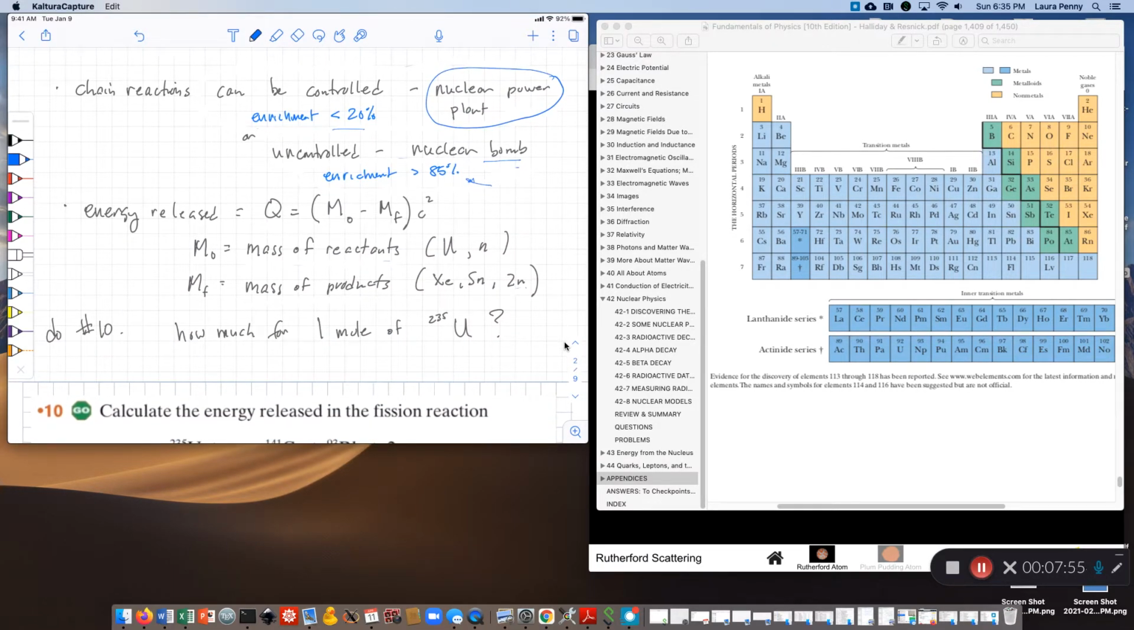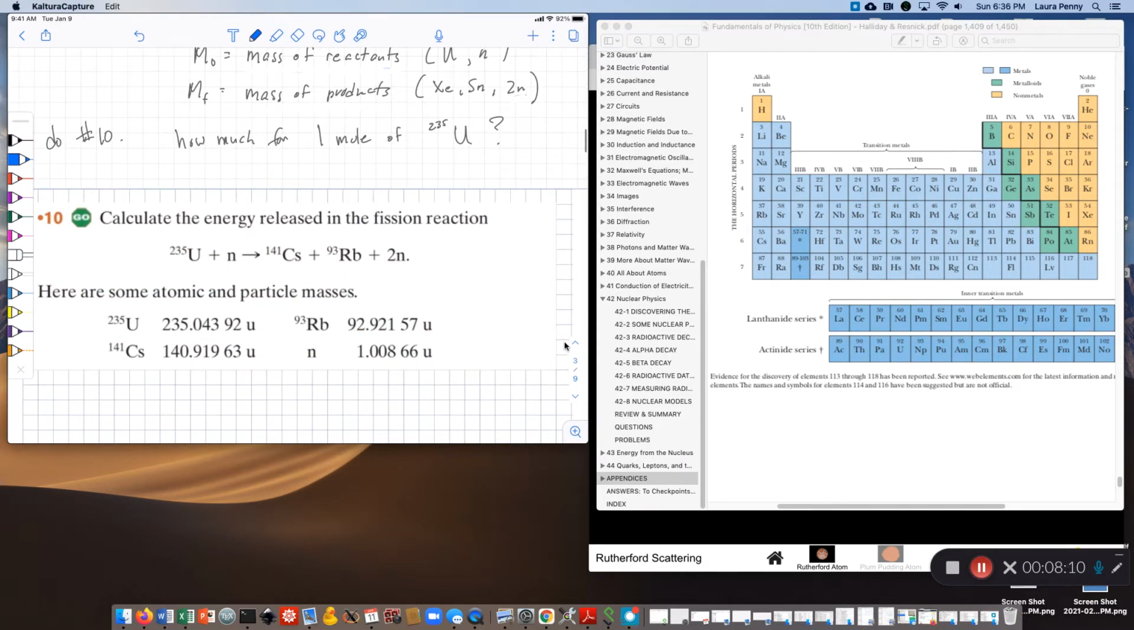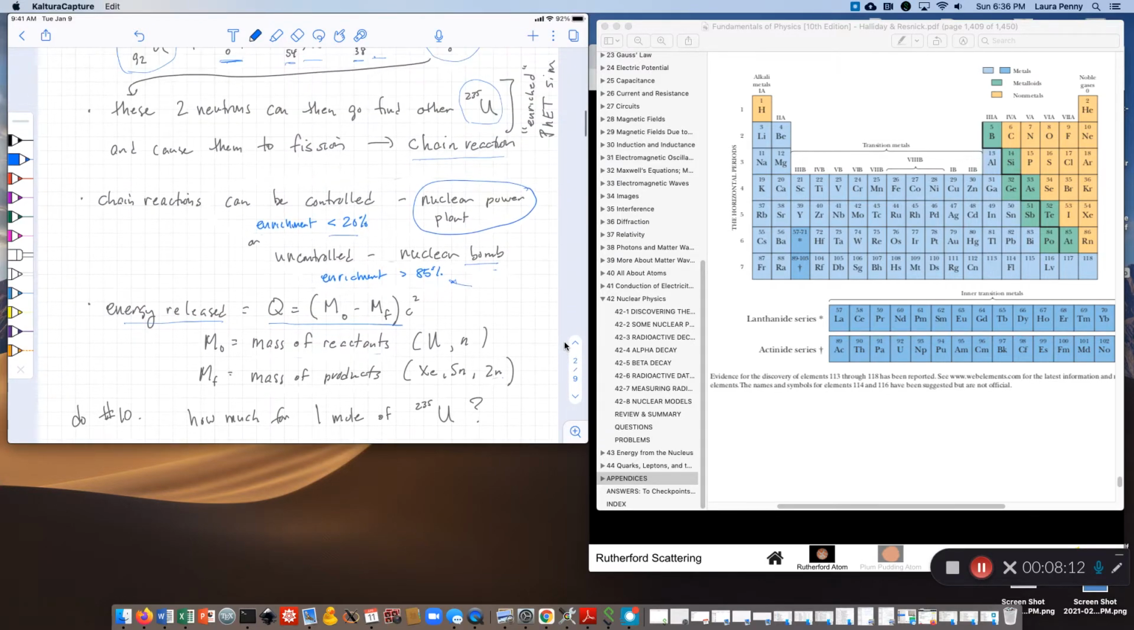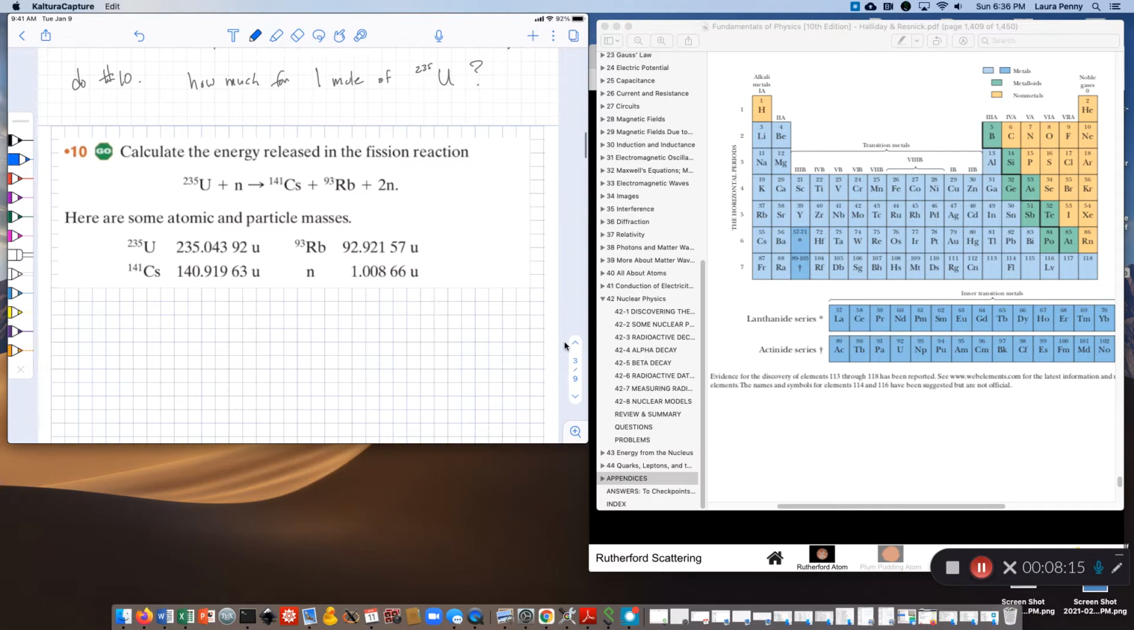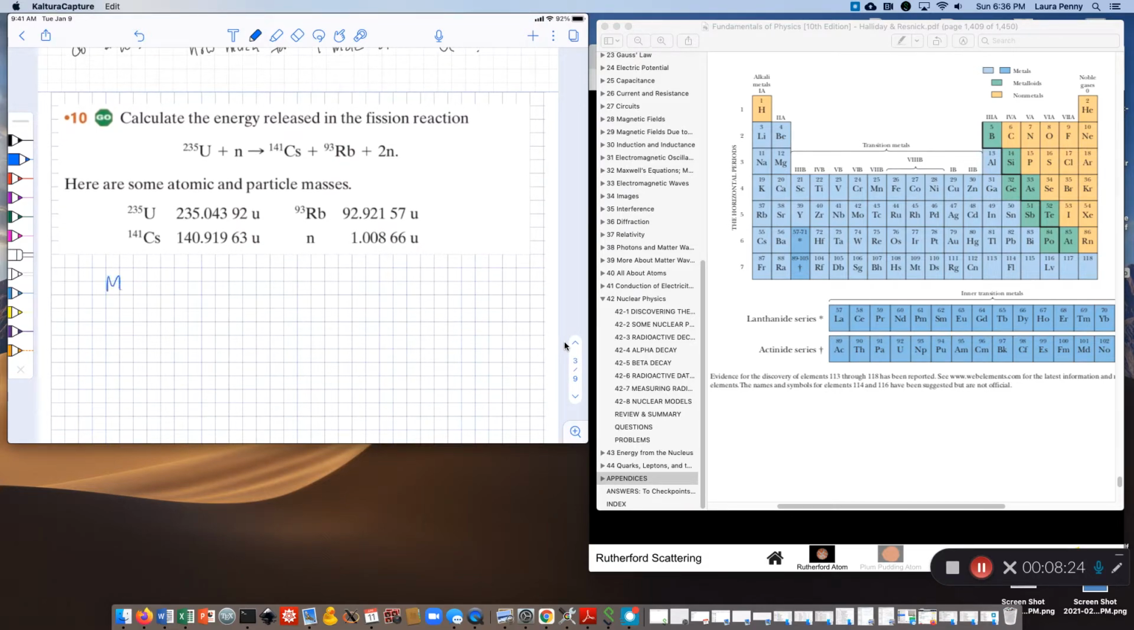But anyway, our energy that's going to be released is from our equation that we've had last chapter and previously, where we take the mass that we start with, we subtract the mass that we end with, and then we multiply that times c squared. This is actually a slightly different reaction that we can get out of uranium-235. We throw a neutron at it. So let's go ahead and do this. The mass that we have initially is our uranium and our neutron. Then the mass we have finally is the rubidium and the cesium.